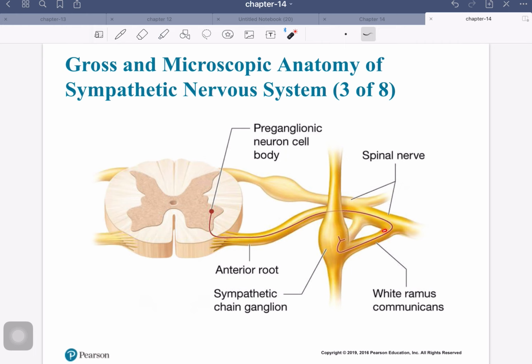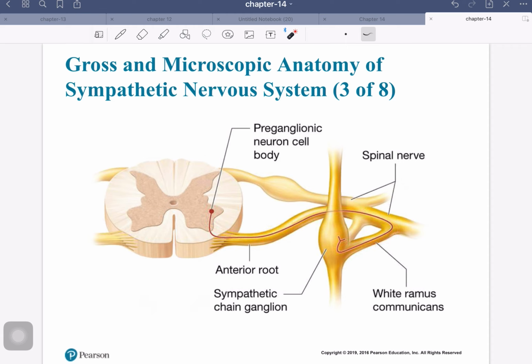Now this off-ramp we're going to call the white ramus communicans, which is its full name. Now, why is it called the white ramus? It's called the white ramus because these fibers are myelinated. So here we have the preganglionic fiber that has come off the spinal cord, entered the spinal nerve, used the white ramus, and has now entered into the sympathetic chain.